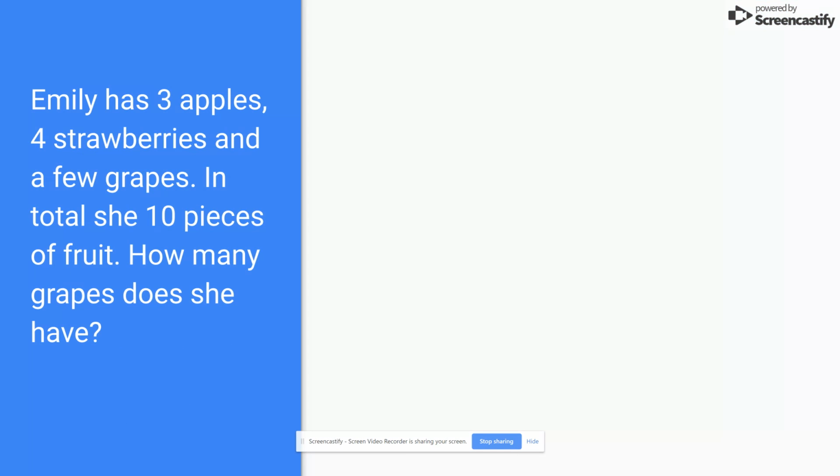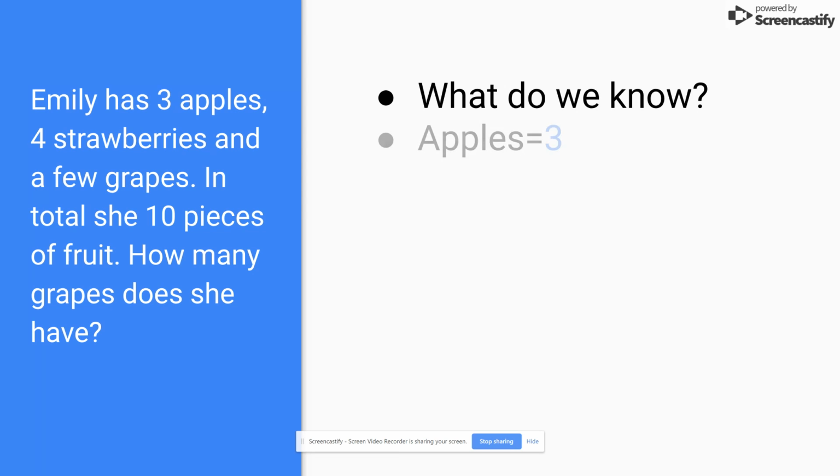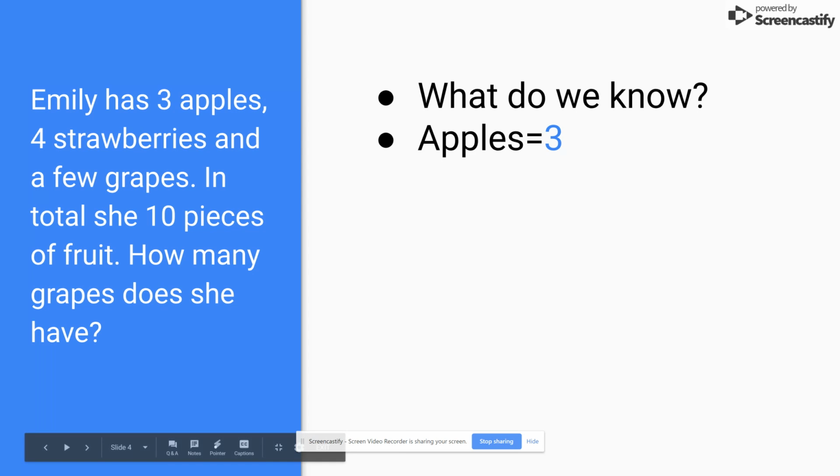Emily has 3 apples, 4 strawberries, and a few grapes. In total, she has 10 pieces of fruit. How many grapes does she have? So what do we know? We know that Emily has 3 apples. So at this point, I want everybody to be writing down the blue. Okay, so go into your guided notes and write down whatever appears in blue.